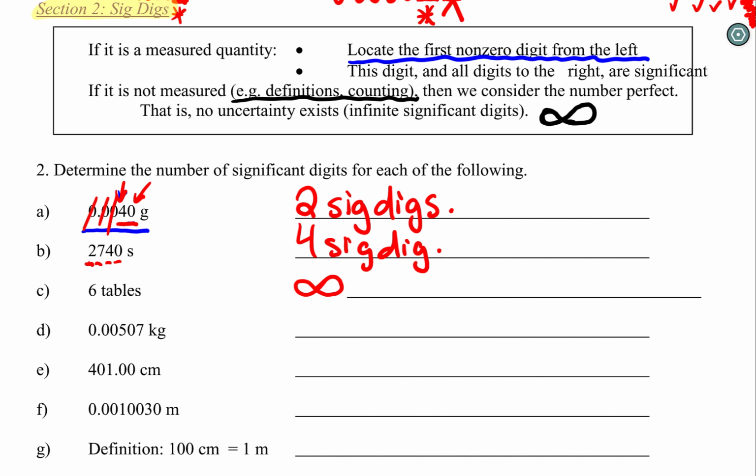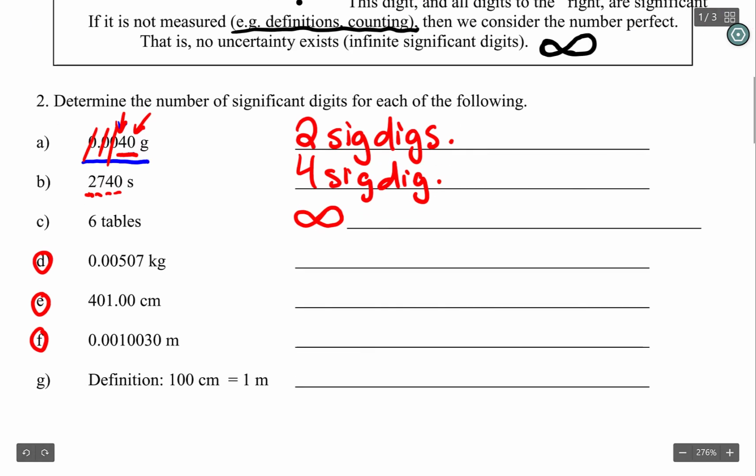What I would like you to do at this time is pause the video and try to answer D, E, F, and G in terms of significant digits. Pause the video now and give it a try.